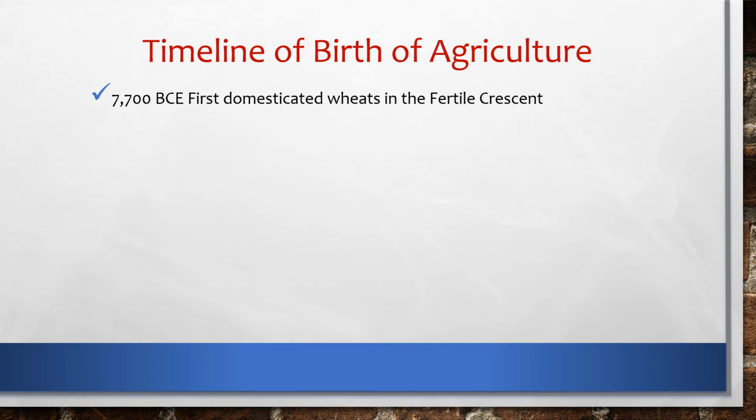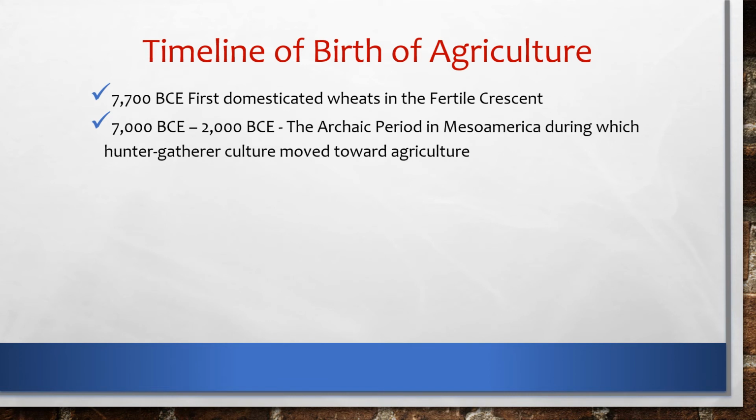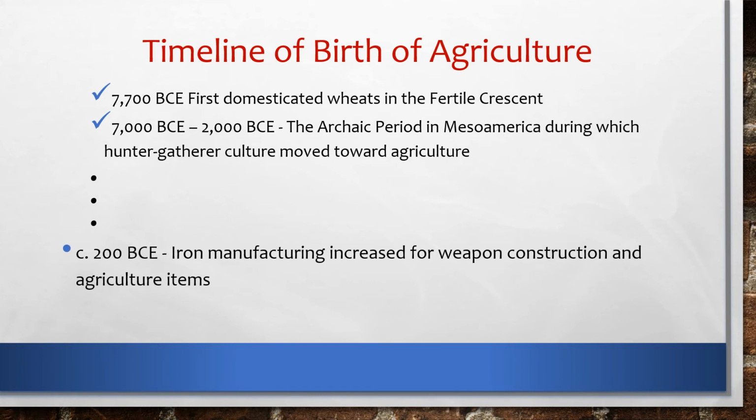And in 7,000 to 7,700 BCE, nakita nila na yung mga wheats, the first kinds of wheats were already domesticated in the Fertile Crescent. 7,000 BCE to 2000 BCE, this is the archaic period in Mesoamerica during which hunter-gatherer culture moved toward agriculture. So, hanggang sa recent, circa 200 BCE, when there was already a manufacturing of iron.